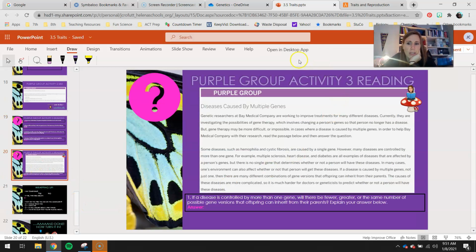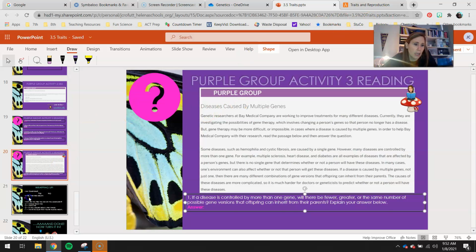And then moving on, you guys have a little reading right here. So read about different diseases that can be caused by multiple genes and then answer this question. If a disease is controlled by more than one gene, will there be fewer, greater, or the same number of possible gene versions that offspring can inherit from their parents? Explain your answer below. So think about what you guys saw in that simulation with Ruby and Greg, I believe.